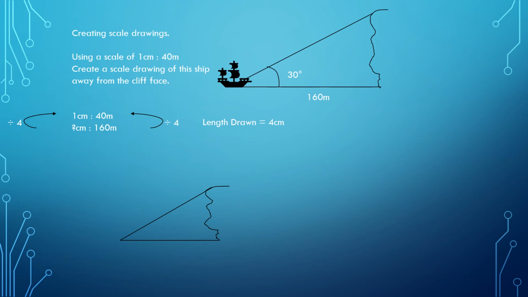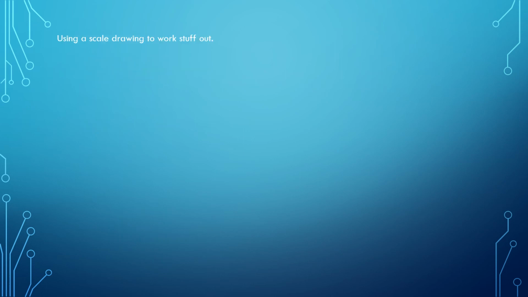So once we've done our diagram, we need to start labeling it. Okay, so we've got our angle there of 30 degrees, and I've got the length that I've drawn of 4 centimetres. Okay, and if we feel overly excited about it, we can even draw a wee pirate ship in as well. Okay, so there is our wee scale drawing.